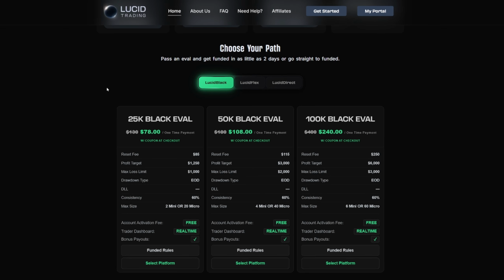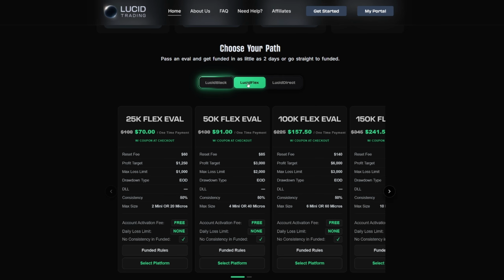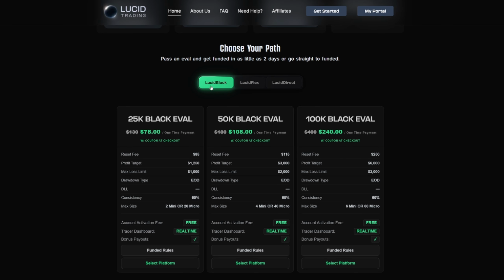Now, as we come on over and look at the first thing that normally traders look at, and that is going to be the price. Notice the Lucid Black is going to be $108 for a 50K account. If we come over and look at the Lucid Flex account, that same 50K account is only $91. Now, both accounts do have this as a one-time payment, so there's going to be no recurring monthly fees.